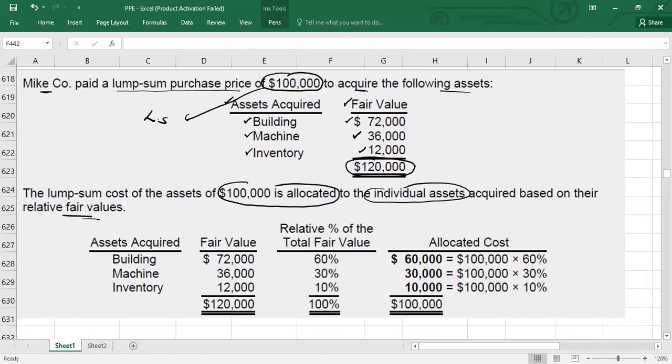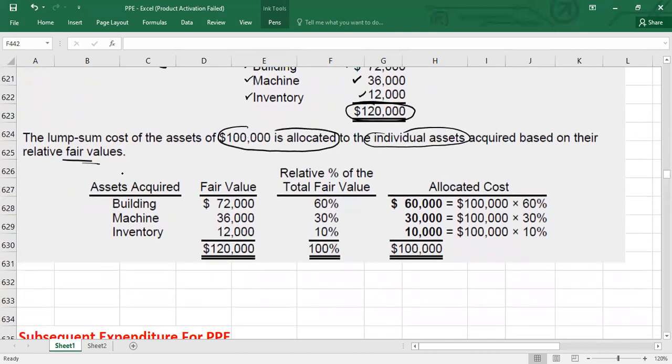How can we do it? Here we go. You have the assets acquired. Just put the names of the assets: building, machine, inventory. Write their fair values. For the building, fair value is 72,000, which is given in the question. For machine, it is 36,000. For inventory, it is 12,000. Now you will convert into percentages, and don't forget, total fair value is 120,000. To calculate the building percentage, I take the value of the building, 72,000, divided by total value, 120,000. This is how you get 60%.